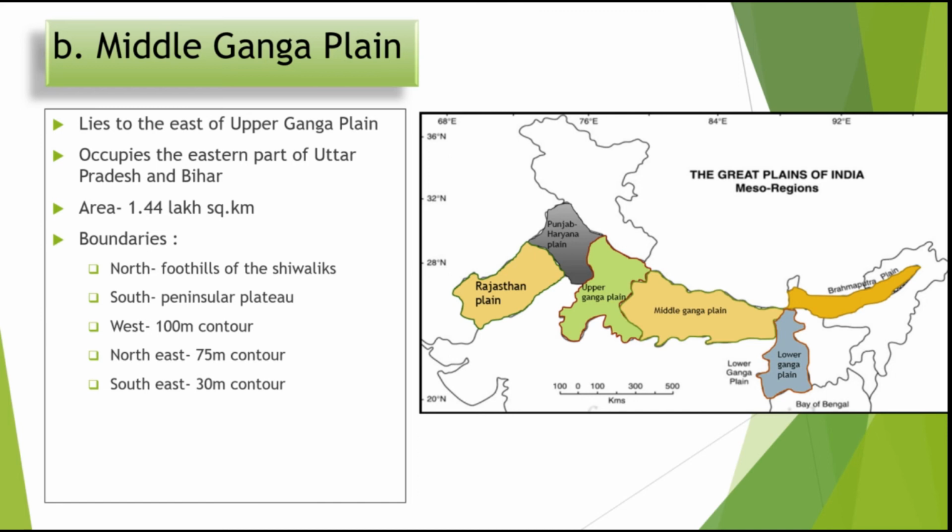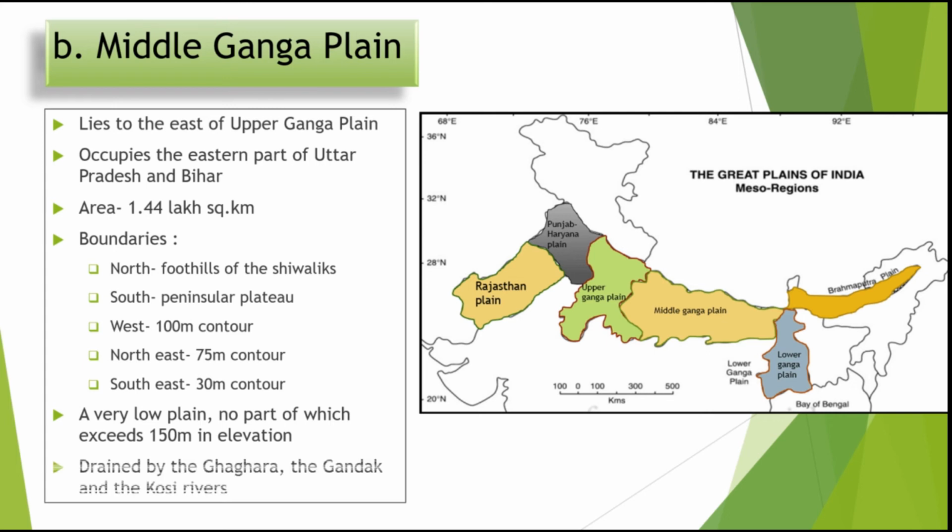It is delimited by the foothills of the Shivaliks in the north, Peninsular Plateau in the south, 100-meter contour in the west, 75-meter contour in the northeast, and 30-meter contour in the southeast. It is a transitional zone between the Upper Ganga plain and the Lower Ganga plain. Its maximum elevation is about 150 meter. No part of this plain exceeds 150 meter in elevation. It is drained by the rivers such as Gagra, Gandak, and the Kosi.